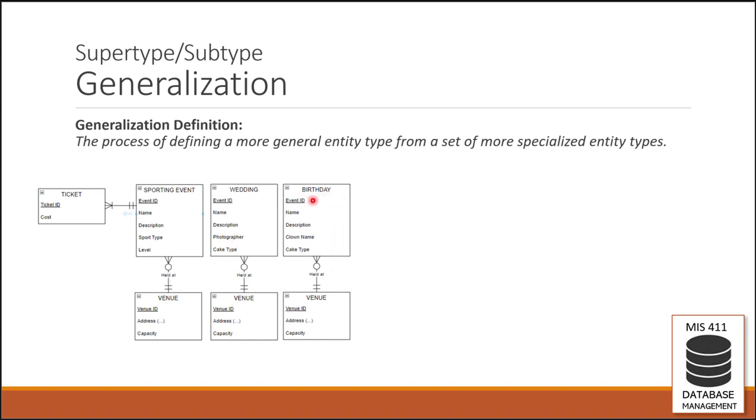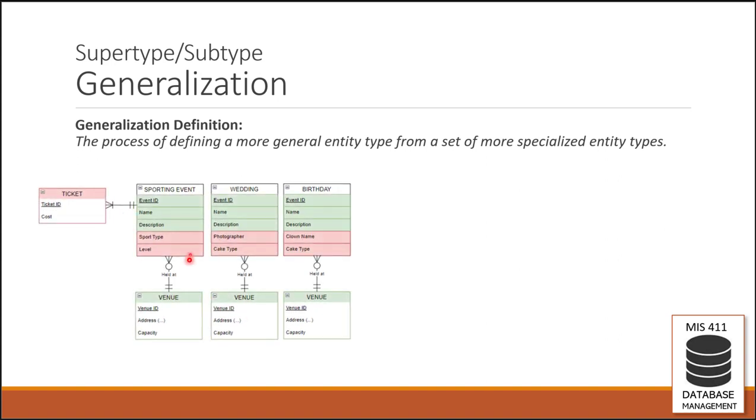All of them have the common attributes, event ID, name, and description, right? But they also have some different attributes, right? And sporting event has its own relationship to an entity called ticket, because you're selling tickets to sporting events. So you see there's some difference, but you say, hey, there's enough commonality here. Let's take a look at how much commonality there is. And so here I've highlighted in green the common attributes, right? Event ID, name, and description, as well as the common relationship, venue, right? And red are the things that are specific to one or more of these entities, right?